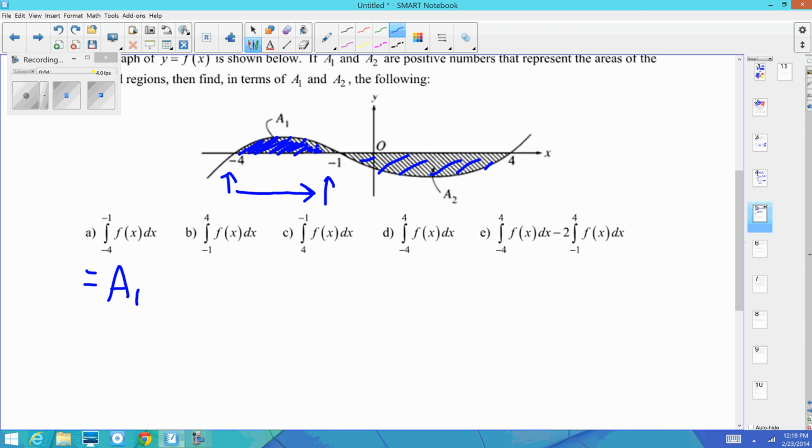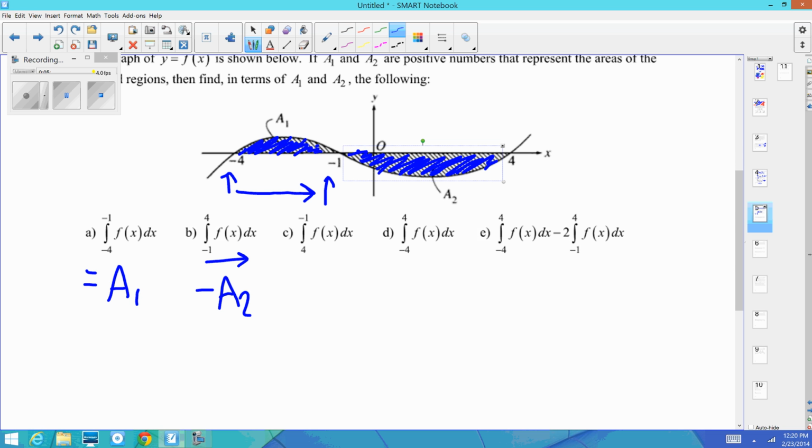All right, let's see the next one, -1 to 4. Because this is going from left to right, and it's below the x-axis, this is going to be negative A sub 2.